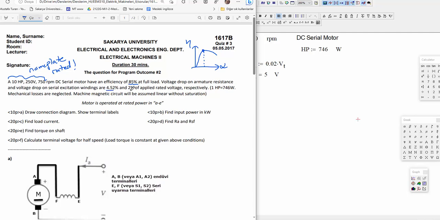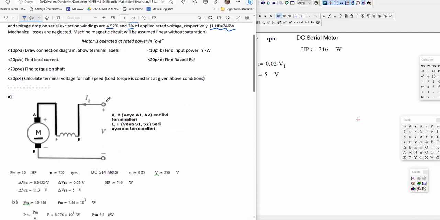The voltage drops are given as a percentage of applied terminal voltage, and 1 HP is equal to 746 watts. Mechanical losses are neglected. The machine's magnetic circuit will be assumed linear without saturation. Let's take notes on what is happening here.